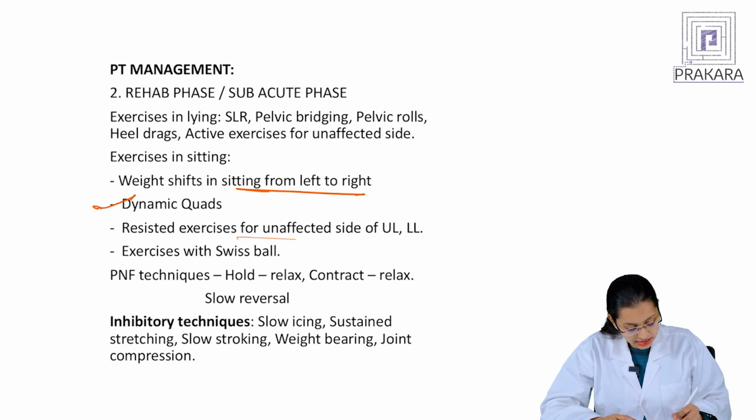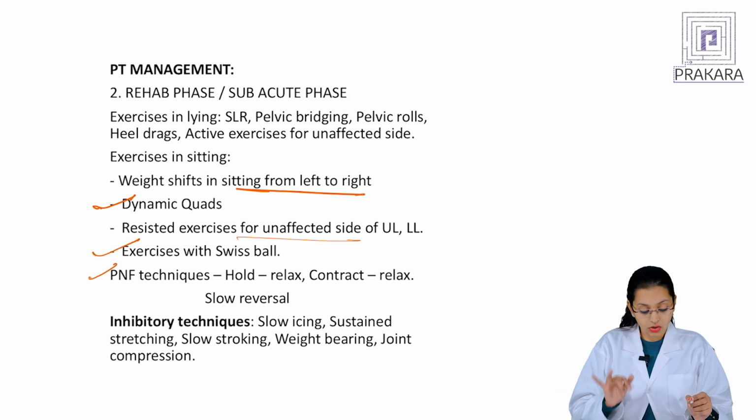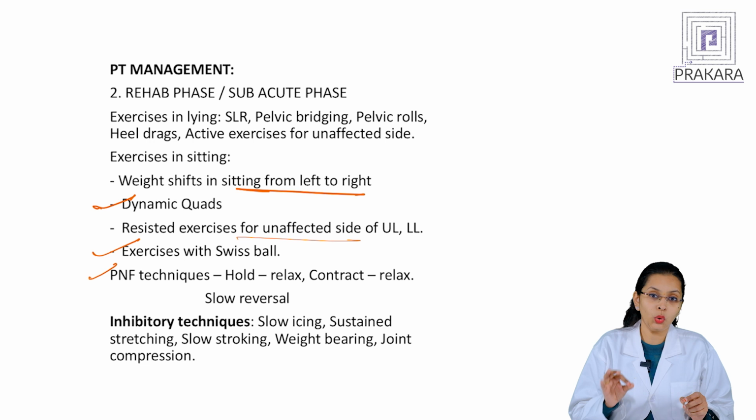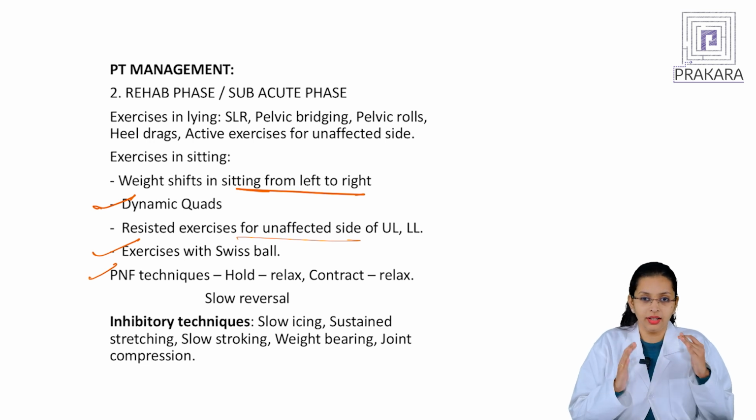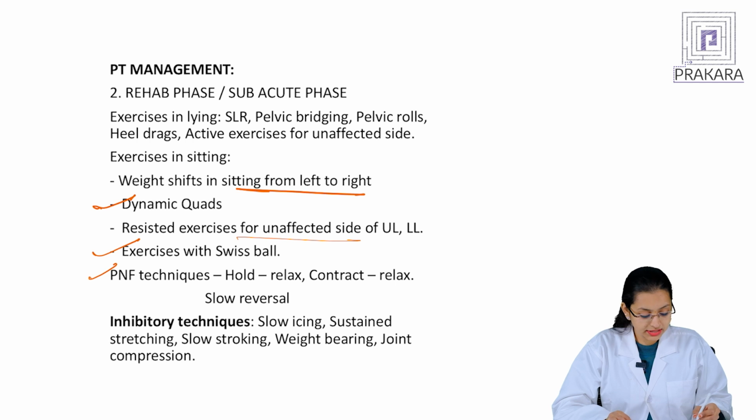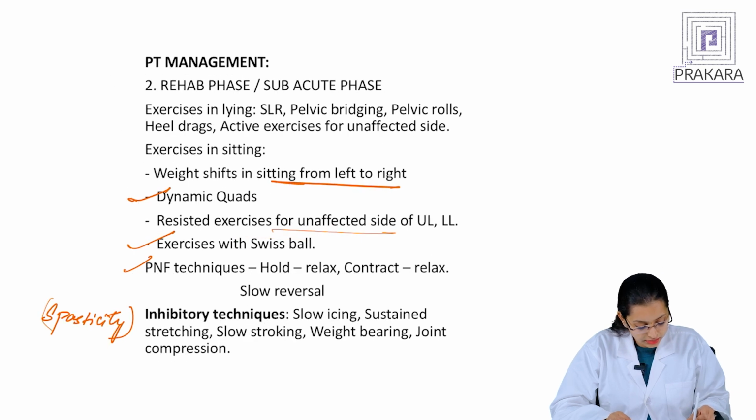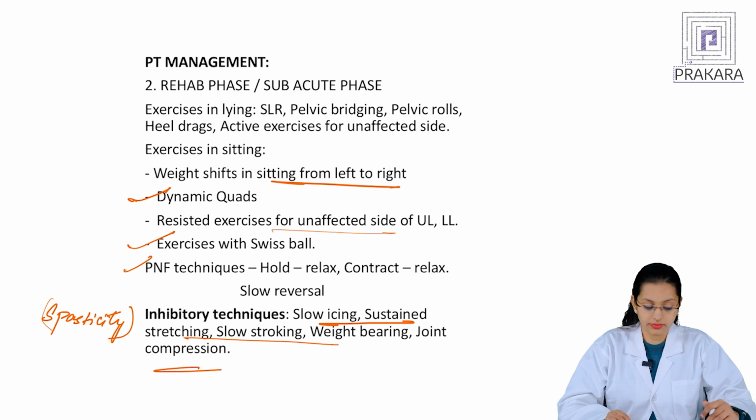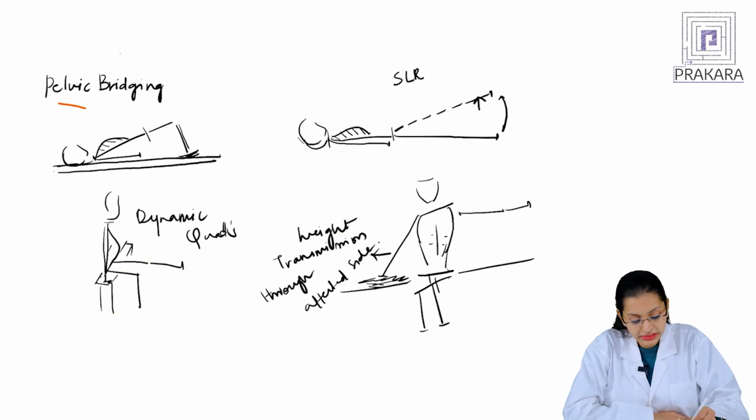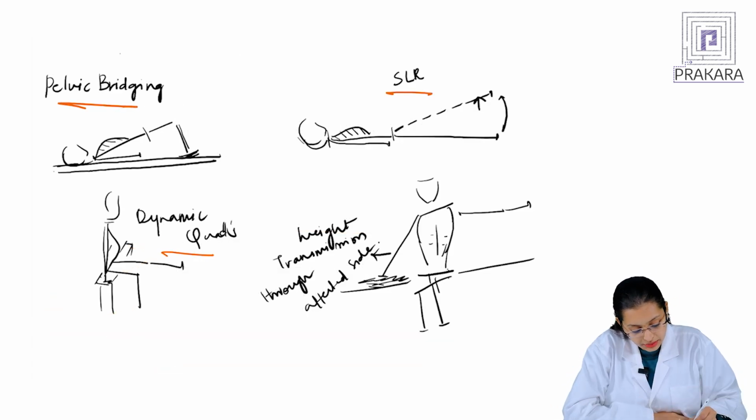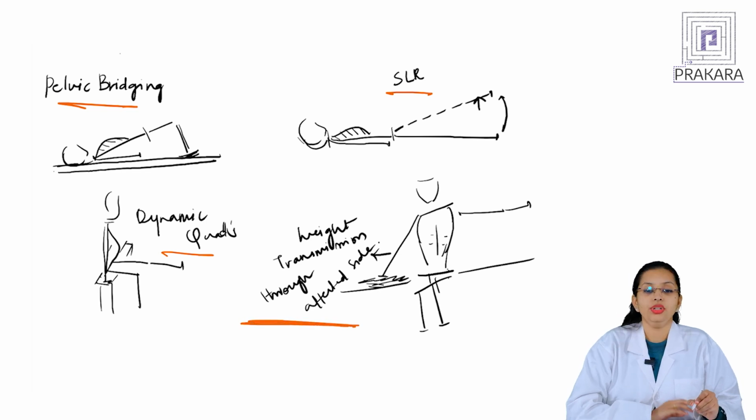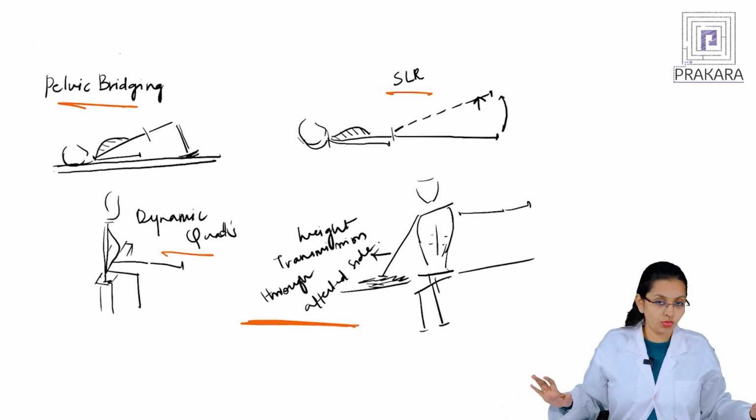Dynamic quads, resisted exercises for the unaffected side of upper limb with Swiss ball. PNF techniques like your hold relax, contract relax, slow reversal help a lot in improving the proprioception and also the trunk balance. For spasticity, we have inhibitory techniques like slow icing, sustained stretching, slow stroking, weight bearing, and joint compression. Some of the exercises mentioned here: pelvic bridging, SLR, dynamic quads, and weight transmission through the affected side. So you have the weight transmissions on both the sides.